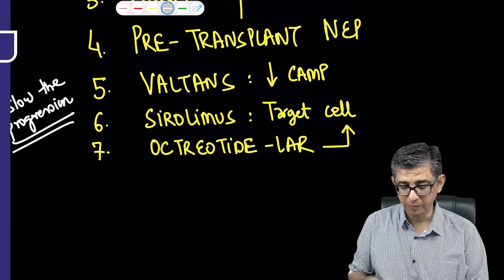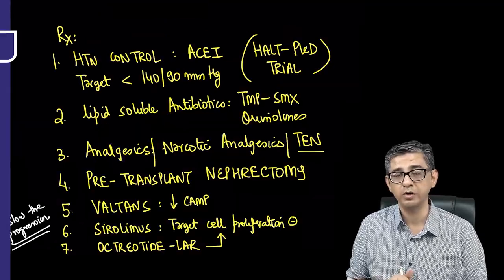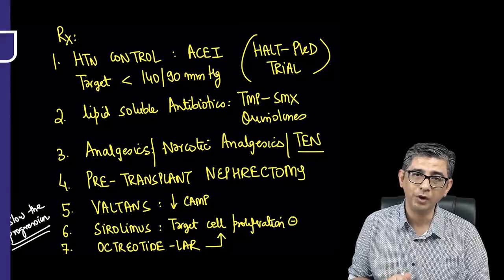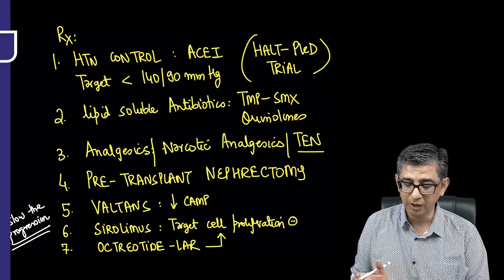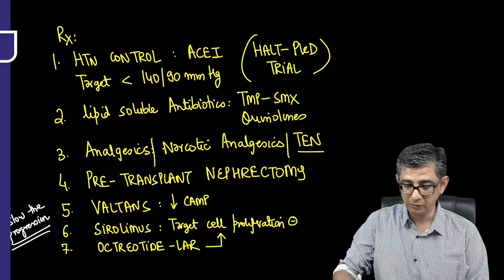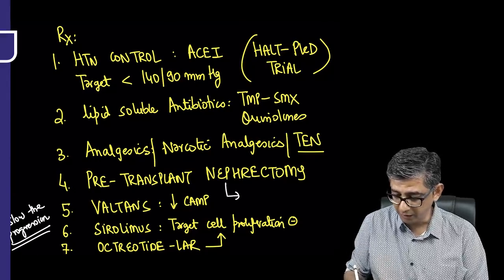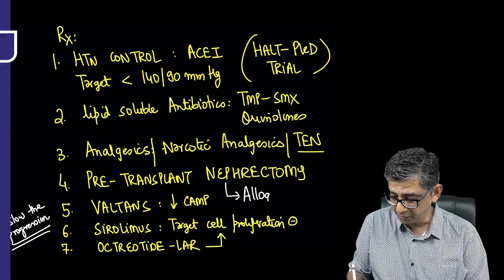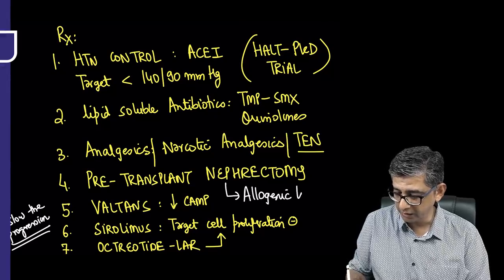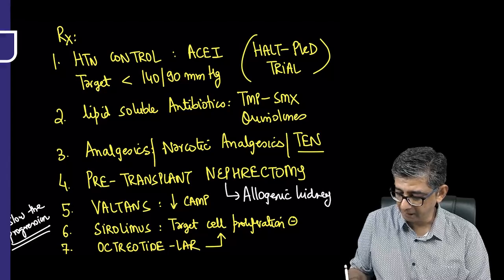And in fact, in this topic, the most important aspect would be the extrarenal manifestations and controlling the progression of the disease, because ultimately in all of these patients, once the pre-transplant nephrectomy has been done, the definitive treatment would be allogenic kidney transplantation.